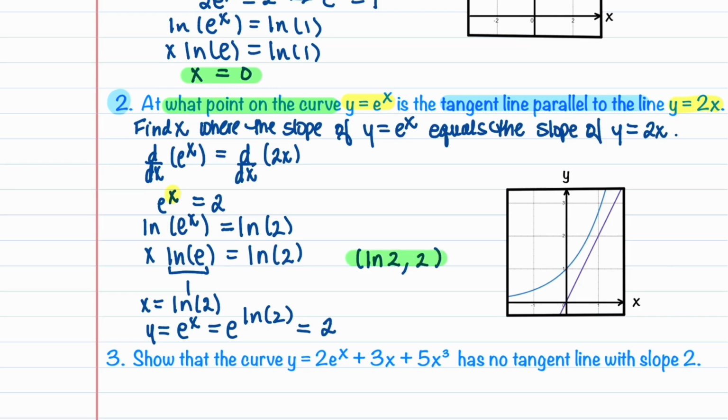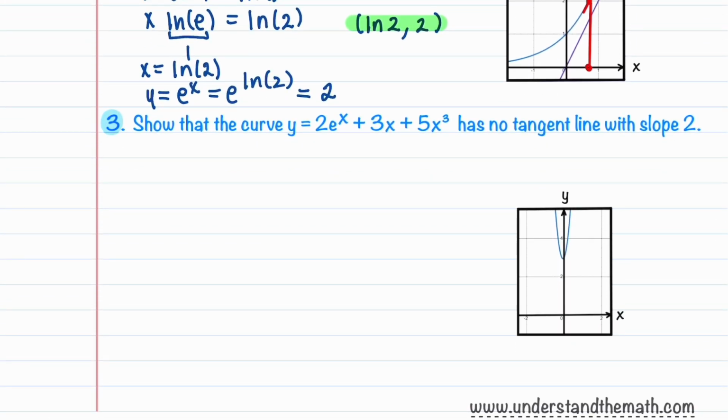I graphed both of these functions just so that we can understand our answer a little bit better. We found that the slopes were the same when y was equal to 2. That occurs right here, and that corresponds to this point about down right here, which is actually natural log of 2.